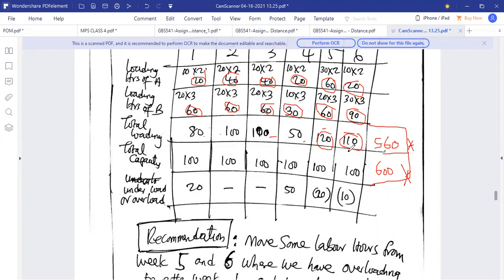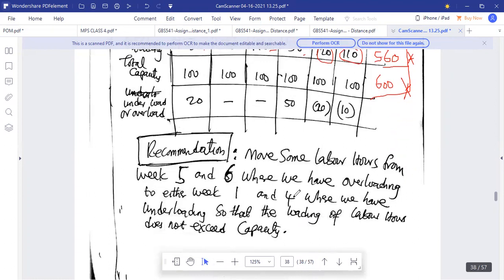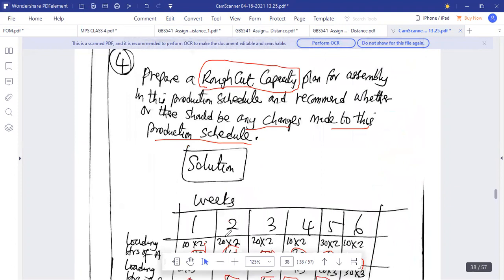But all in all, we have enough capacity to produce the MPS. So the recommendation is that we can move some labor hours from weeks 5 and 6, where we have overloading, to either week 1 or 4, where we have the underloading, so that the loading of hours does not exceed the capacity. Okay, so this is the second part of the master schedule.